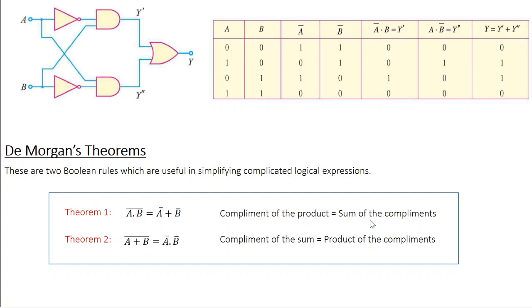So I mentioned here product and sum just for the sake of simplicity. Actually, when I say product, what I mean is the AND operation, and when I say sum, what I mean is the OR operation. So if you are very careful about the convention, you should read it as (A and B) complement equal to A complement or B complement. Similarly, (A or B) complement equal to A complement and B complement. Okay, so I hope the idea is clear here.